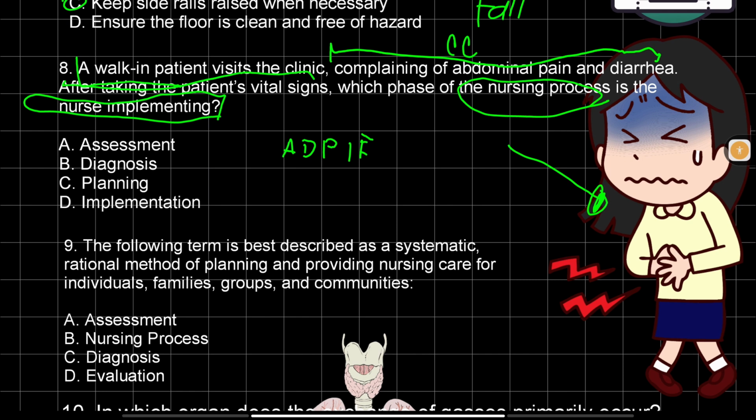Time is up, you guys. What is your answer? The answer is letter A. Wag magre-react. Eto na po. Assessment. When a nurse takes the patient's vital signs, they are implementing the assessment phase of the nursing process. Assessment is the first step and involves collecting data about the patient's health status, including physiological, psychological, and sociocultural factors.